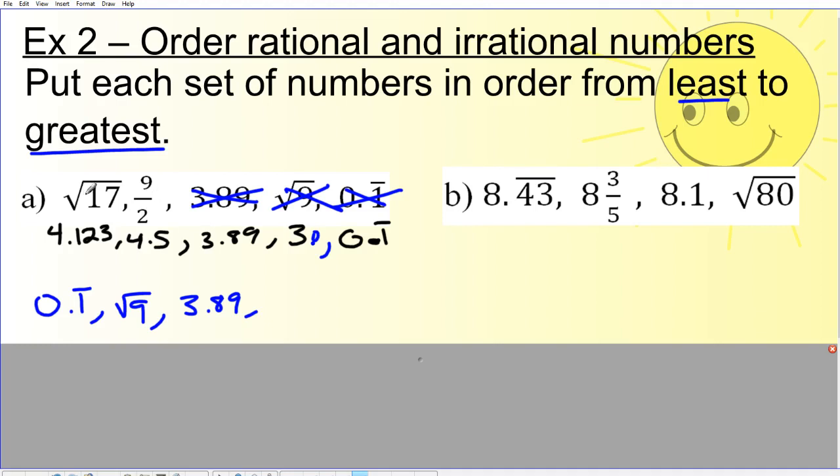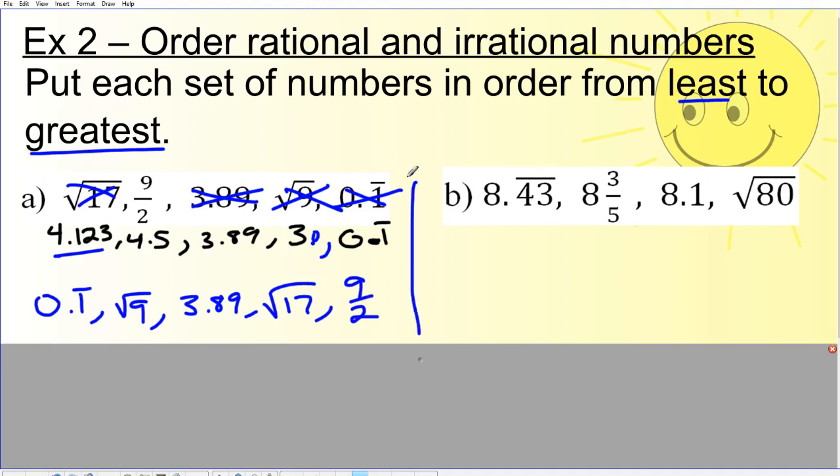All right, these two both start with 4 point somethings as decimals. So is it 4.1, 4.5 smaller? 4.1, 4.5. Yeah, it's 4.1. Whoa. Not putting down the decimal, putting the original number, which was square root of 17. And that means that 9 over 2 is last.